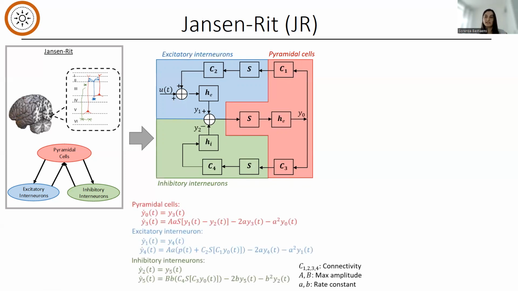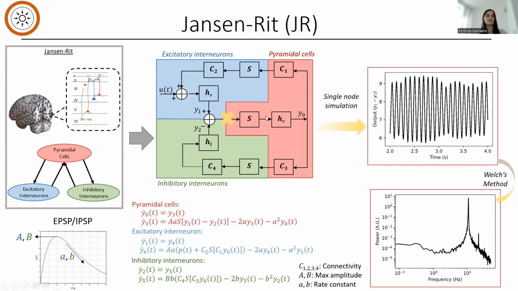I'm not going to go into the details of the equations, but I just wanted you to visualize the fact that each of them is composed of a nonlinear second-order differential equation that is decomposed into 2 first-order differential equations. I also wanted to mention that in this model, there's a different excitatory postsynaptic potential and inhibitory postsynaptic potential, which are defined by big A, big B for the maximum amplitude, and small a, small b for the rate constant, and it is different for the EPSP and the IPSP.